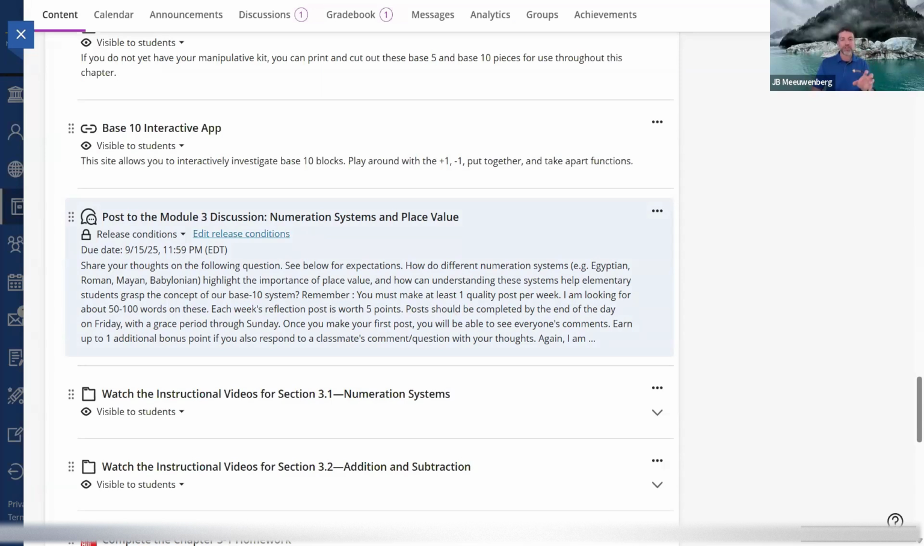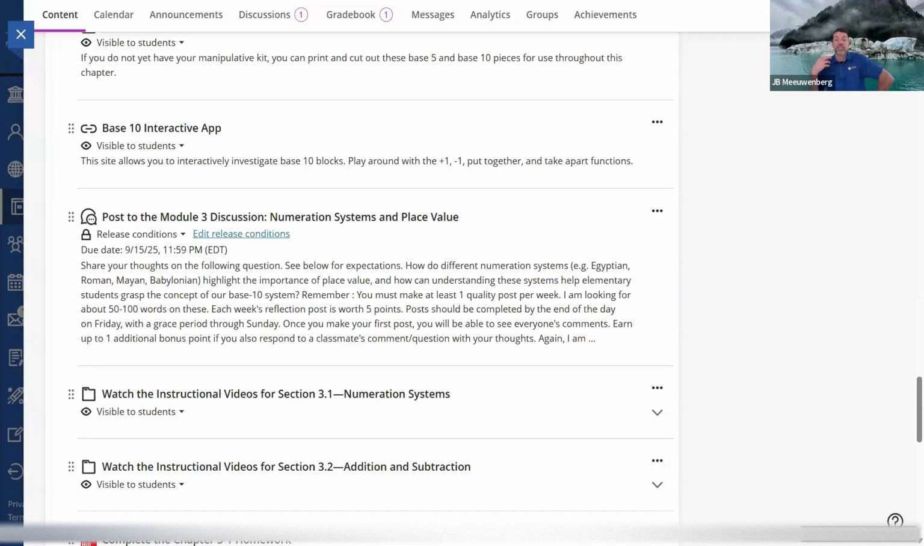Then what I did about the reflection piece. I ask you to reflect on what you learned about specifically those numeration systems: Egyptian, Roman, Mayan, Babylonian. Specifically, how do those systems highlight the importance of place values, and how can understanding them help elementary students grasp our base 10 system a little bit better?